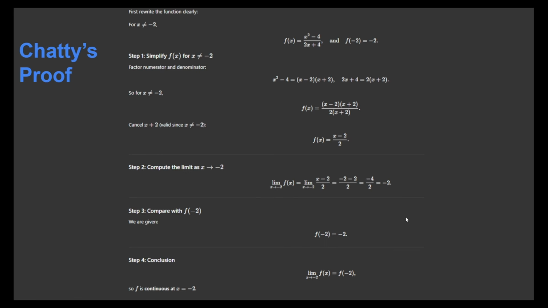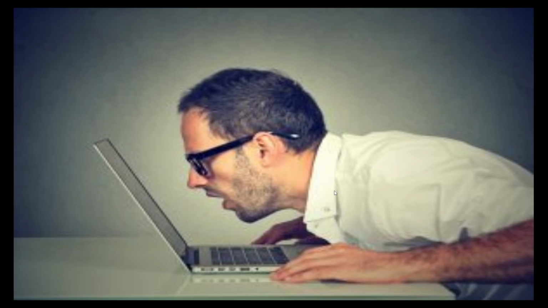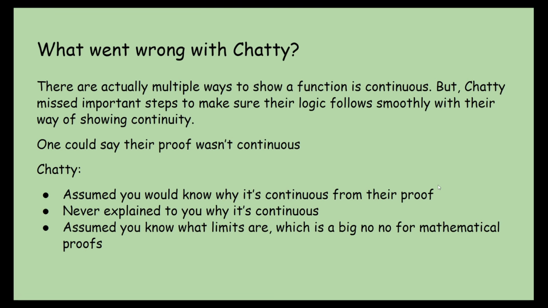Now, this proof... Wait a minute. Hold on. Limit? What went wrong with Chatty? There are actually multiple ways to show a function is continuous, but Chatty missed important steps to make sure that their logic flows smoothly with their way of showing continuity. One could say that their proof wasn't continuous.